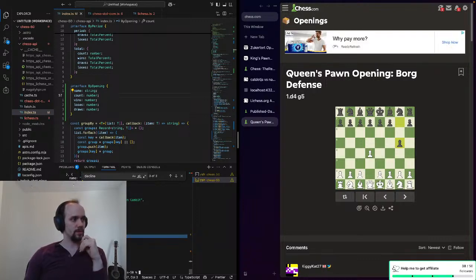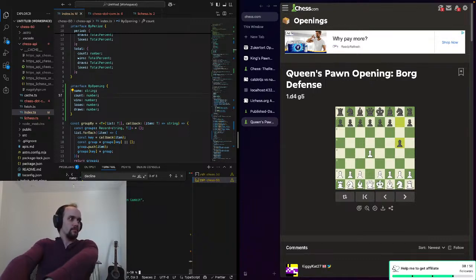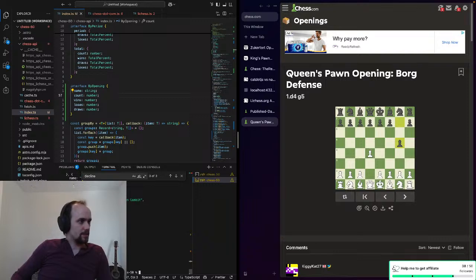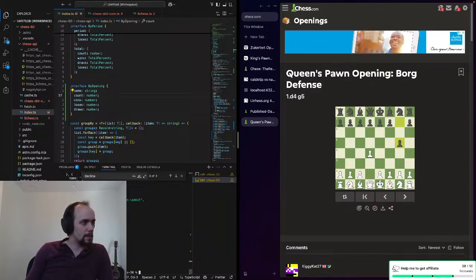I do wonder if we could collect the games too. That might be helpful to reference them later. I guess technically we do have them. They're in the array. But it seems like there are no lines of the Borg defense, and that's just one that it's pretty even. It's pretty even, to be honest.